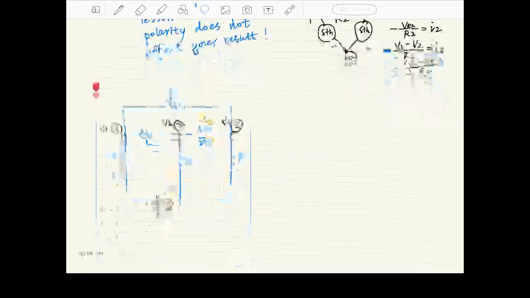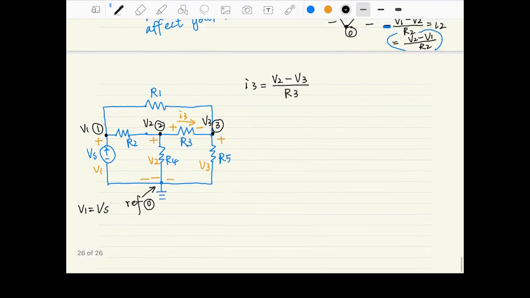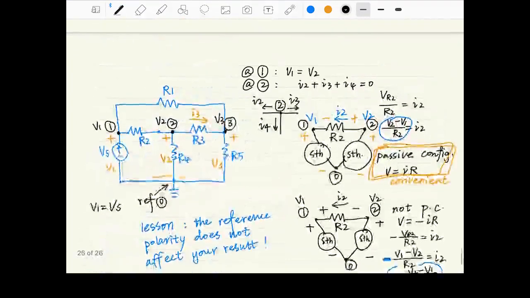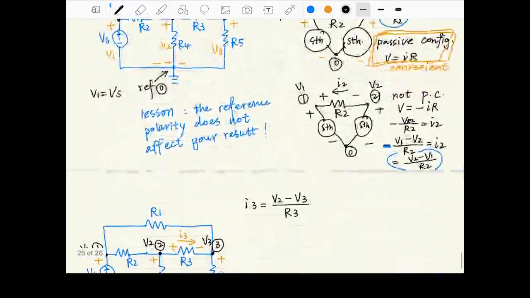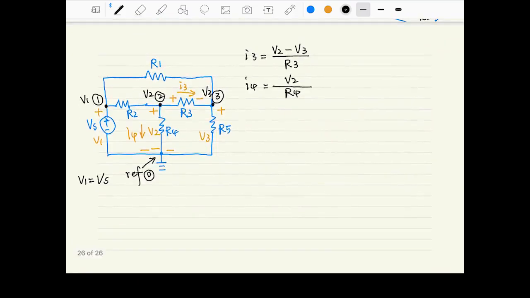And the most exciting part is almost there. Because we have a negative sign in the equation, we need to simplify the result. And what you get is completely the same as the other configuration, right? So the lesson we learn here is that the reference polarity does not affect your result.